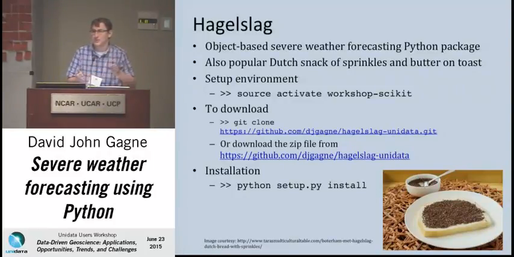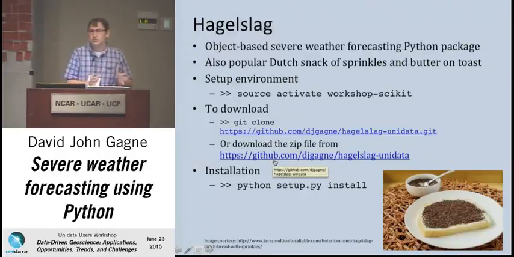So if you're familiar with objectivity plots and the Ensemble Max ones, it kind of reminds me of that a little bit. So if you haven't already, to download it, first, assuming you've done all the pre-installation stuff, go ahead and do source activate workshop scikit. And then if you haven't cloned it yet, you can clone the repository from my GitHub page, or you can download a zip file from the same page.